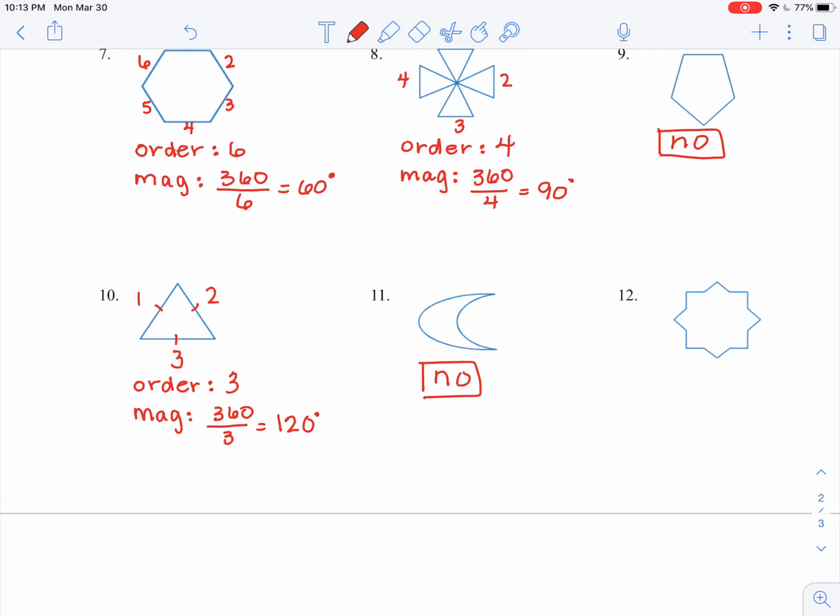And question number 12, this sort of sun shape does have rotational symmetry. If we imagine each of these different pointy parts taking a turn up at the top, just like the Ferris wheel, this shape has an order of 8. So its magnitude, 360 divided by 8, is 45 degrees.